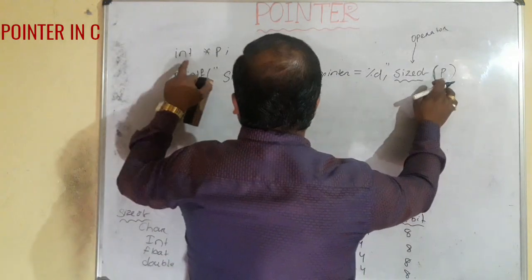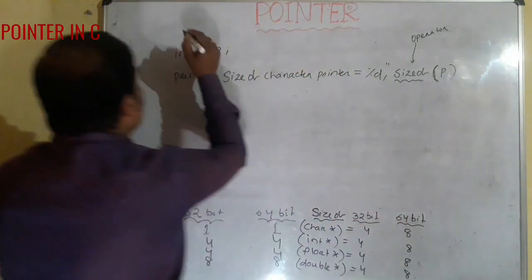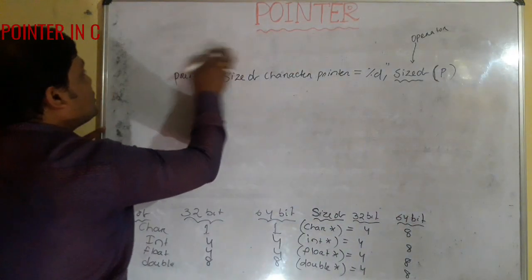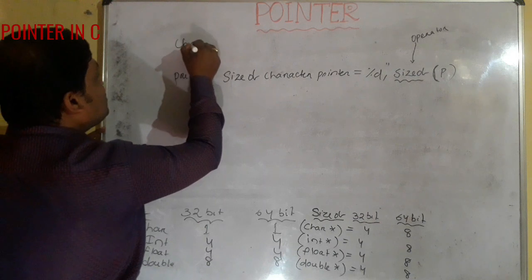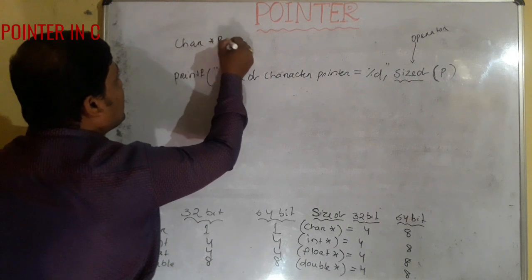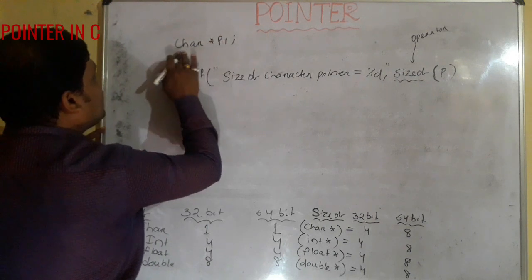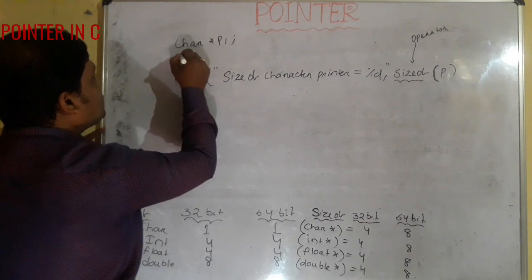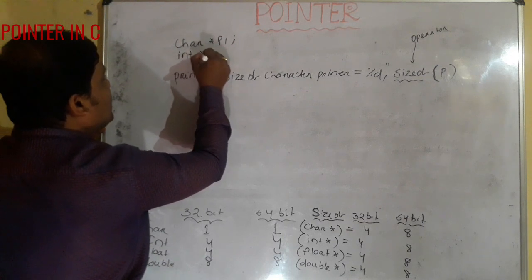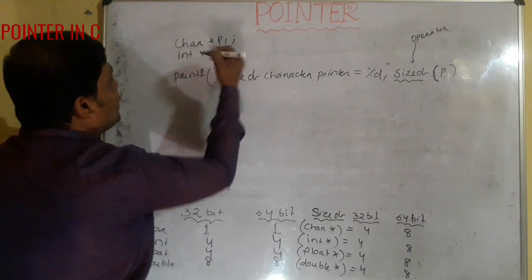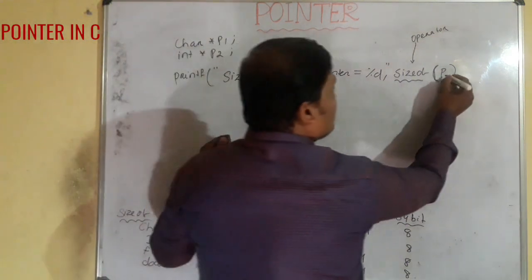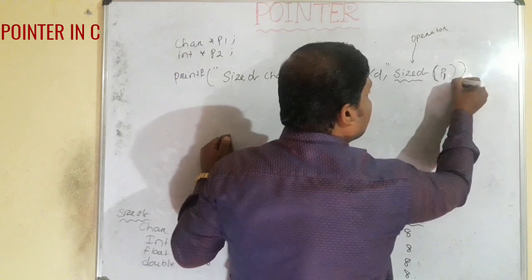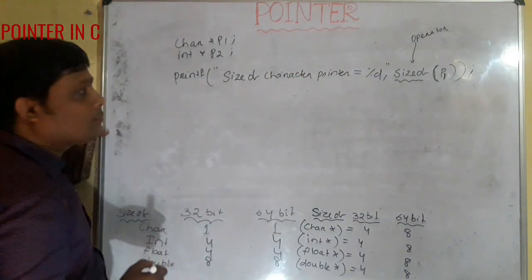Size of, this is the integer pointer I have taken. Now I can just modify this one. Suppose character star P1, then suppose integer star P2, like this. So I can write P1 here.